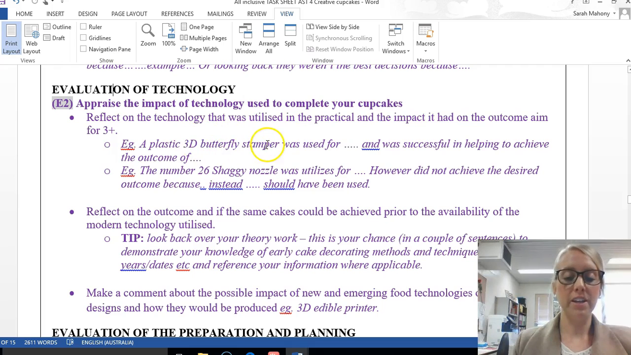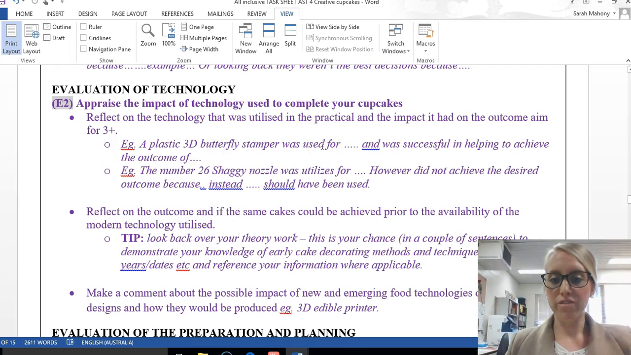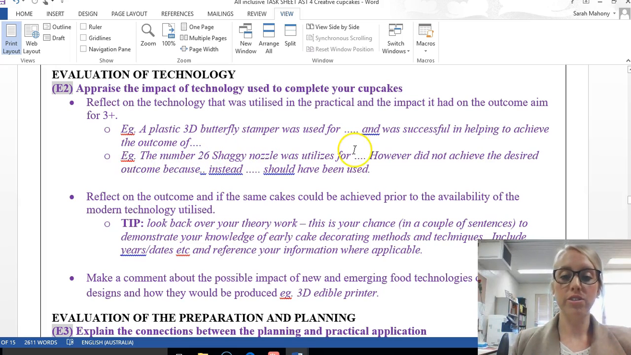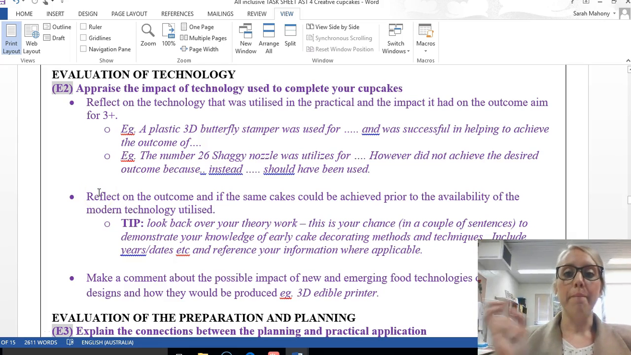A plastic 3D butterfly stamper was used for, and you explain what for, and was successful in helping to achieve the outcome of a neat, professional, realistic looking butterfly, whatever else you want to say there. Okay, then you might have a second one saying the number 26 shaggy nozzle was utilised for, however, did not achieve the desired outcome because, instead, a different piece of technology that you would identify should have been used. Okay, so aiming, like I said, for 3+, and this is how you basically go about reflecting on the key techniques that you use, but specifically talking about the technology that was required for them.